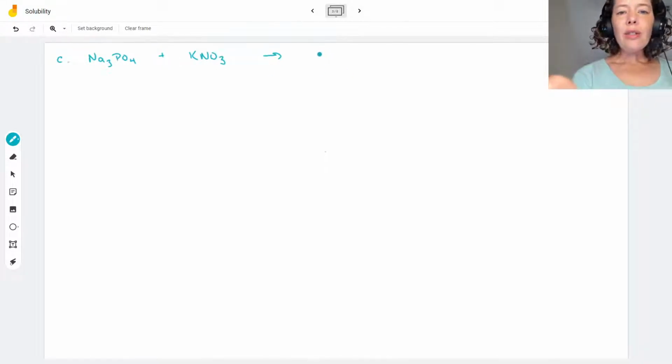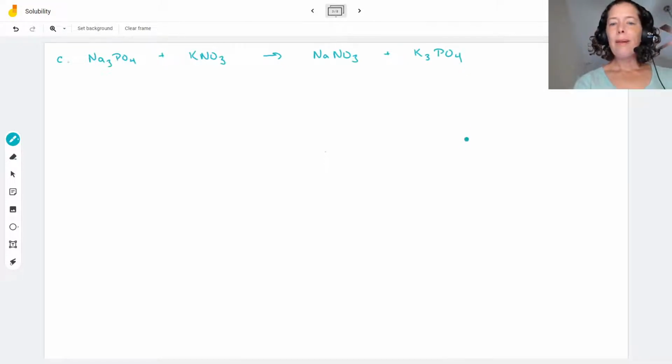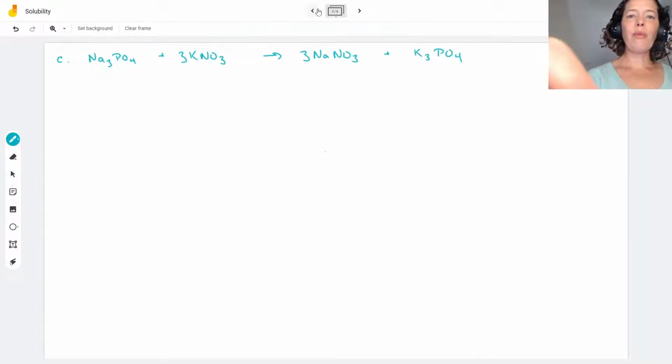All right, so this is going to give me sodium nitrate and potassium phosphate. Okay. All right. And now let's balance. Let's see. I need 3 of these guys. 3 here, and I already have 3 there. So I'm set. Now let's do our solubility rules.